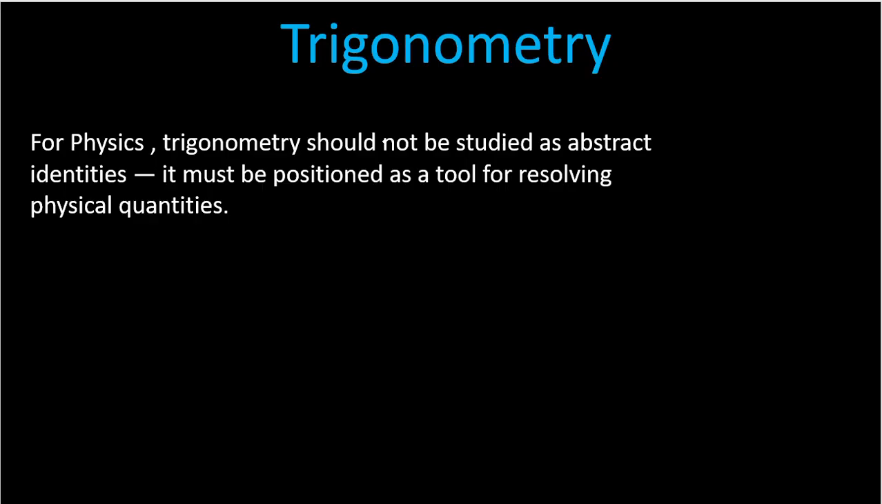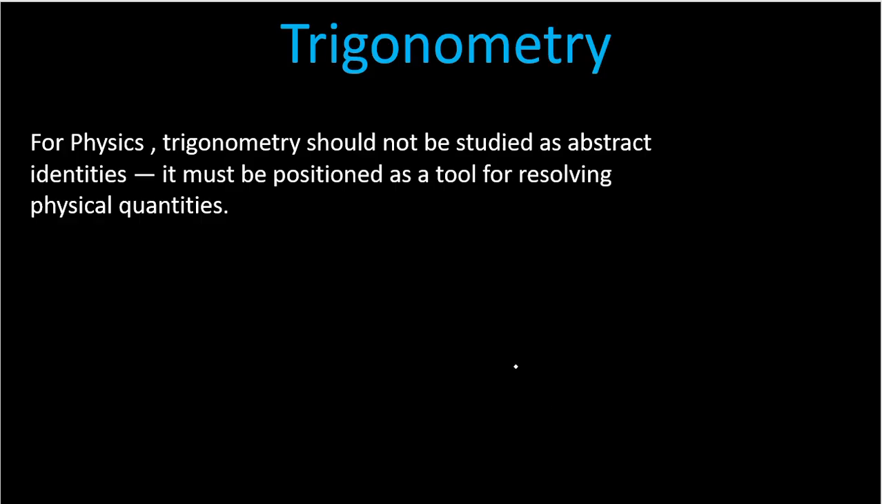For physics, trigonometry should not be studied as abstract identities, but it must be positioned as a tool for resolving physical quantities. So physics is all about game of different types of physical quantities. We play with two or more physical quantities to give birth to some new physical quantity or to find some new physical quantity. So many times it happens that we need some physical quantity A in some particular direction.